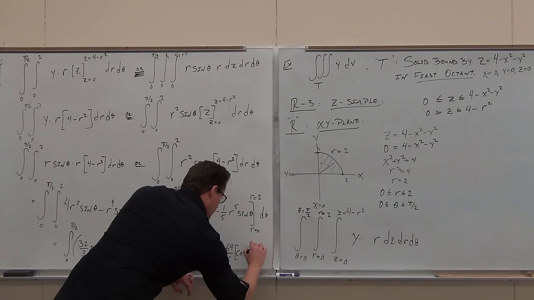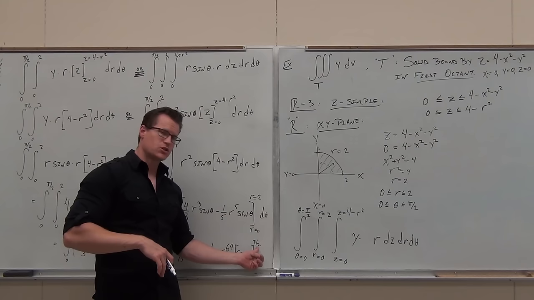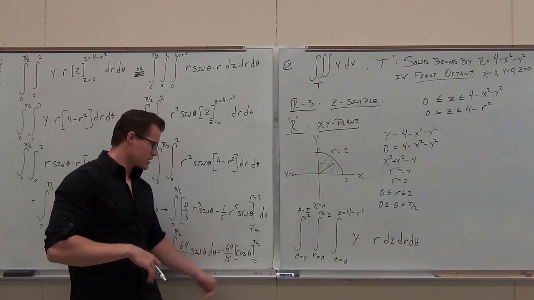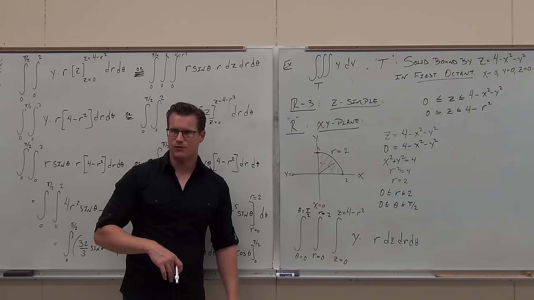Hey, what's cosine of pi over 2, which you plug in first? Zero. Minus cosine of 0, which would be minus 1. So it's negative 64/15 times negative 1. You get positive 64/15.